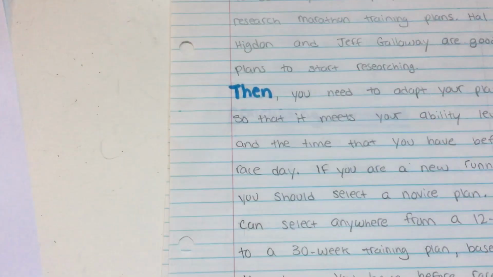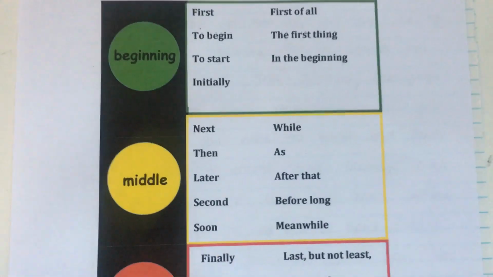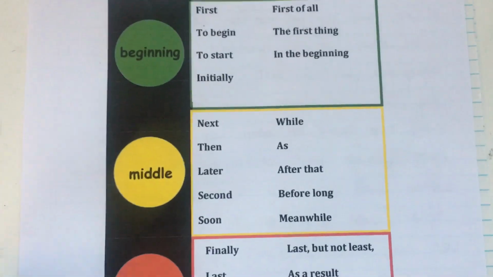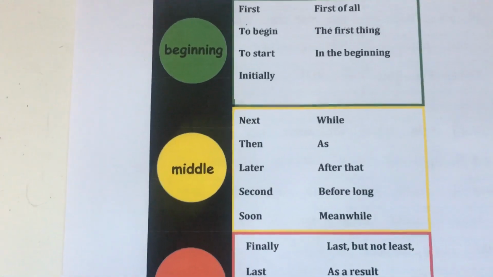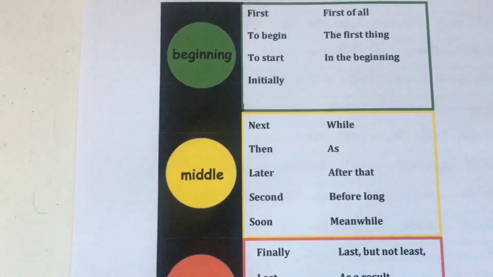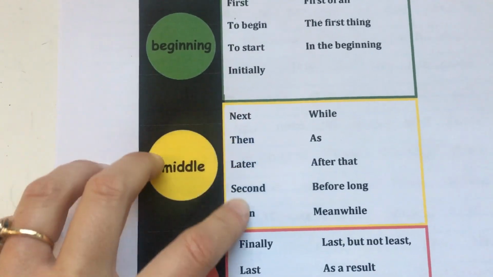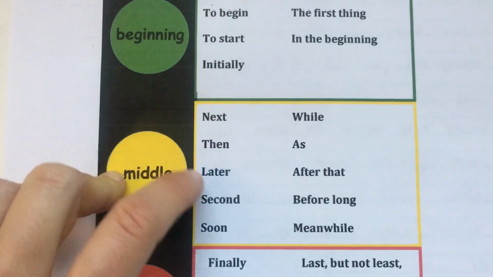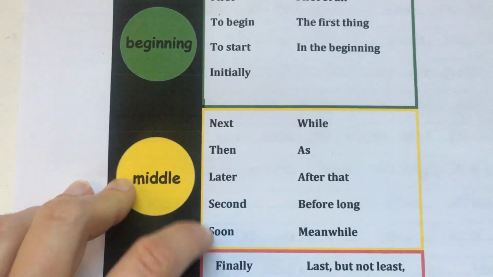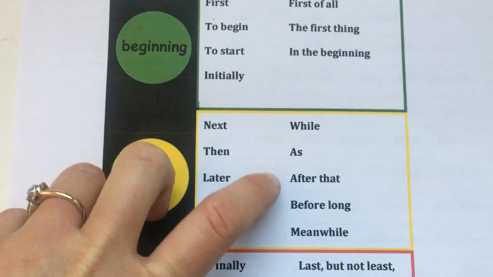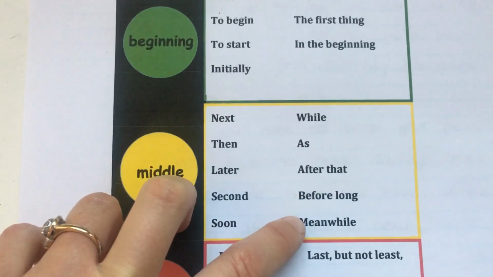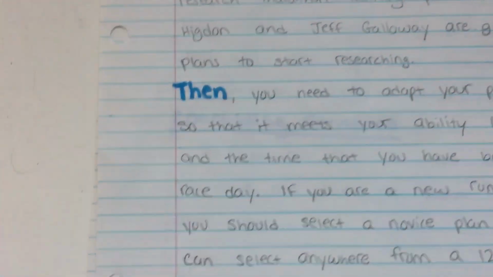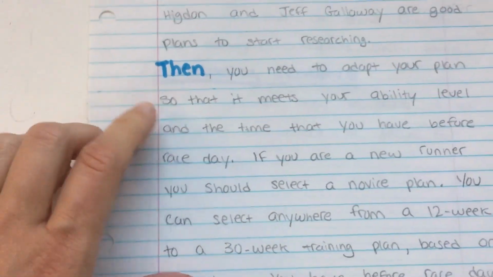Then you want to think, what's the next big step in this process? What's the next important thing that people need to know as they do this how-to? So some words that you might use for the middle section are next, then, later, second, soon, while, as, after that, before long, or meanwhile. So my next section goes like this.